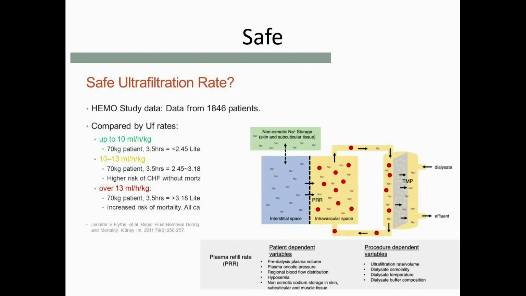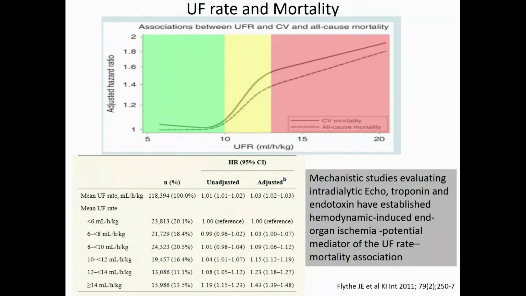So why is it? Because your reperfusion, or the refilling of the intravascular volume, may be slower in these patients. The patient-dependent variations are pre-dialysis plasma volume and oncotic pressure, hypoxemia, non-osmotic sodium storage, and the procedure-related factors like ultrafiltration rate. The higher the rate, more than 12, is hazardous, along with dialysate temperature and dialysate buffer composition. You may have to keep the sodium a little high and the dialysate temperature lower so that you get less hypotension. So less than 10 ml is better.